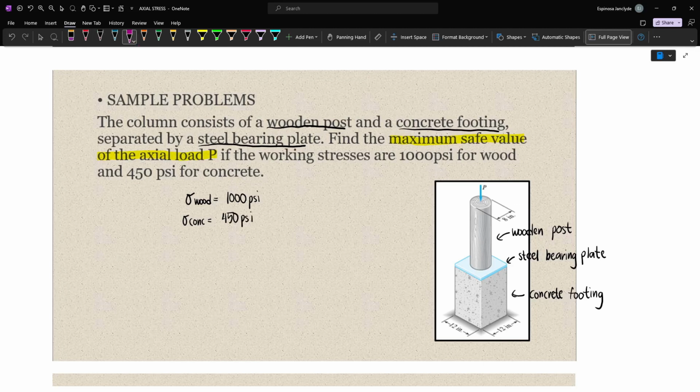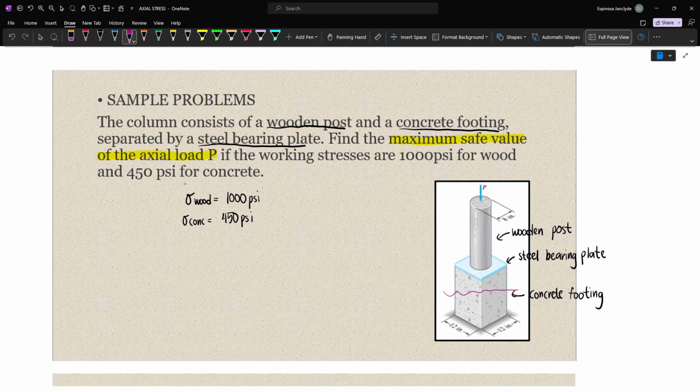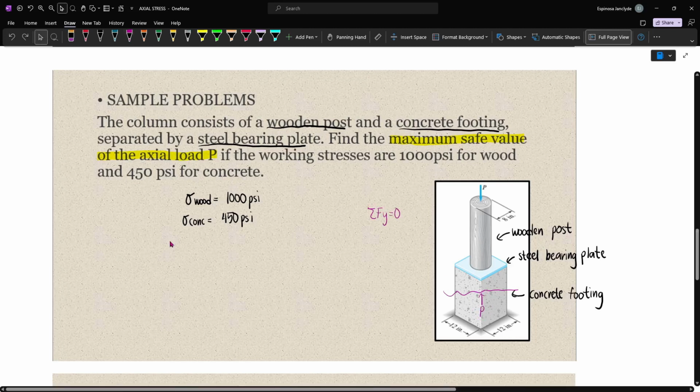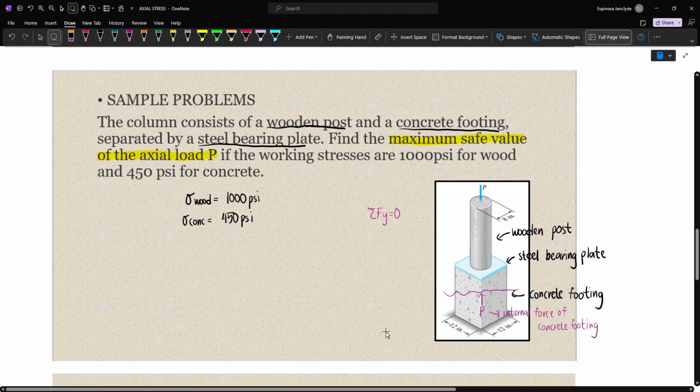Now notice that if I make a cut at the wooden section, and then I sum up forces vertical, then the internal force in the wooden member is just equal to P, because we don't have any other vertical forces. In the same way, if I cut at the concrete footing, and sum up forces vertical, then the internal force in the concrete footing is just equal to P. Thus, our formula will just be P divided by the area of the wooden post and the concrete footing, but we will separate the two.